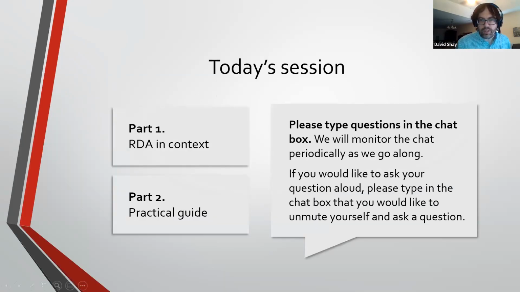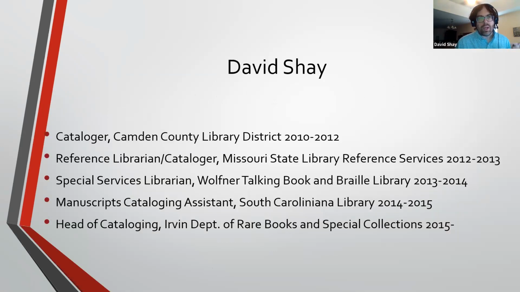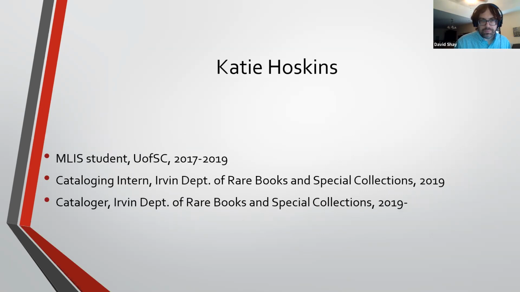so here's our outline for today. Just a little bit about me. I have been cataloging for almost 11 years now in a lot of different roles and positions: public libraries, government libraries, academic libraries. So I had a little bit of hand in all sorts of things. But since 2015, I've been head of cataloging for the Irvin Department of Rare Books and Special Collections. So Katie, if you want to introduce yourself.